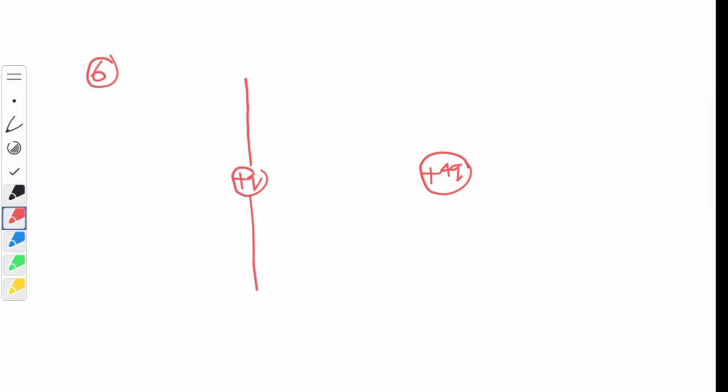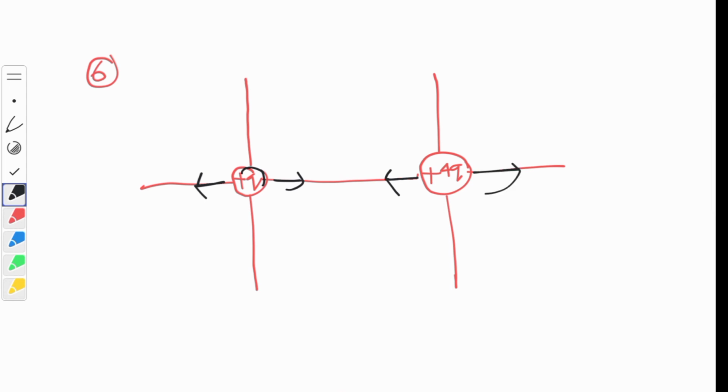Draw the axis like this, joining the charges with this line. For plus Q, the electric field will be away. No more discussion is required; we know these things, and now you have understood them. Plus Q, plus 4Q, away. Now we know it is the same charge. That means there will be a null point somewhere in between plus Q and plus 4Q.